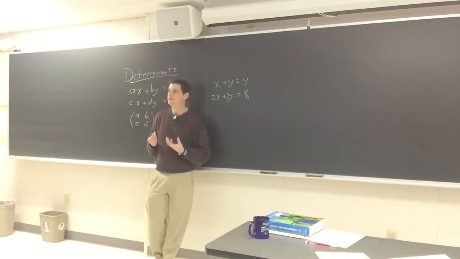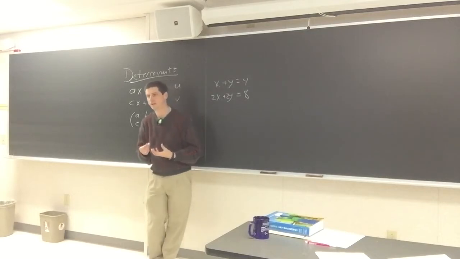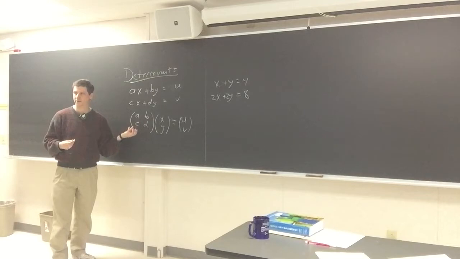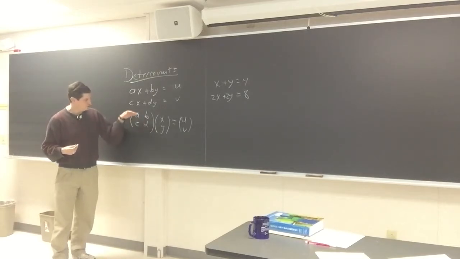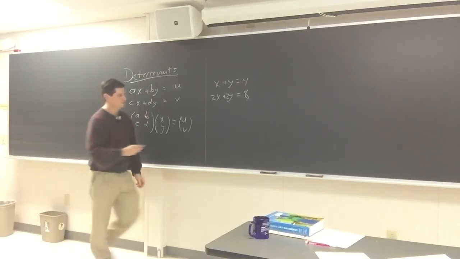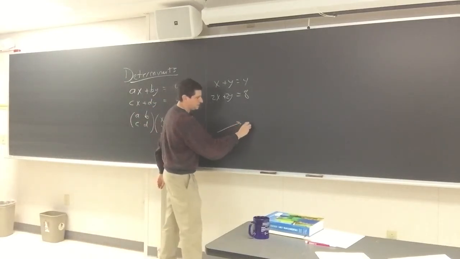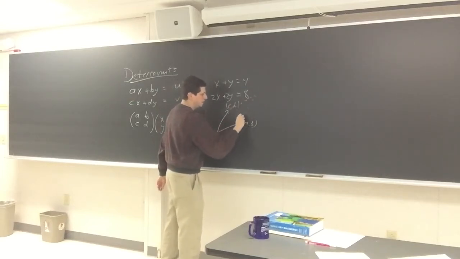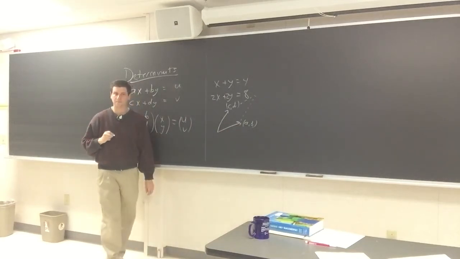You want a quick way to determine when a system of equations will have a solution. And so when we have square matrices like this, the determinant gives us a really good way. The geometric interpretation of the determinant of a 2 by 2 matrix is the area of the parallelogram created by the vectors AB and CD. So here's AB, here's CD, and I'm going to get a parallelogram like that.